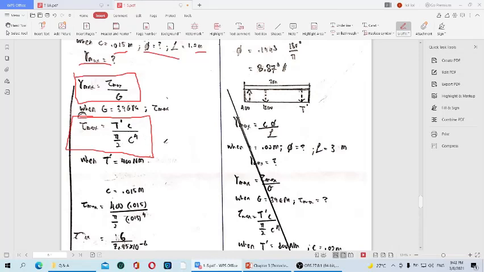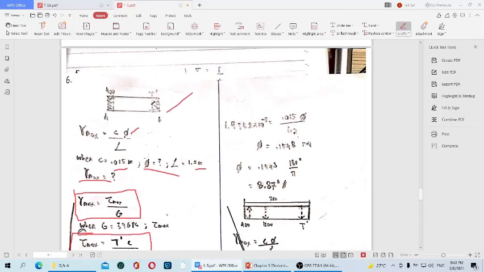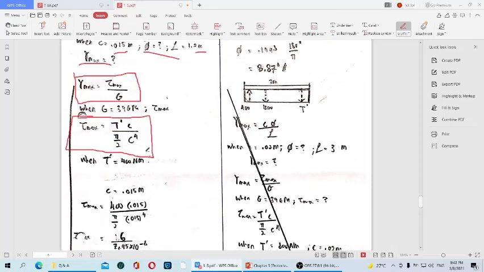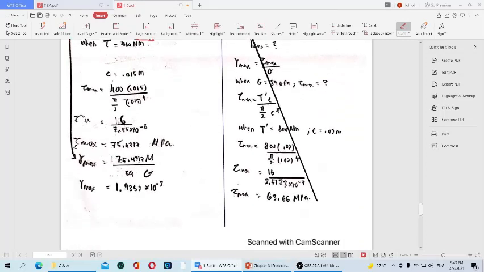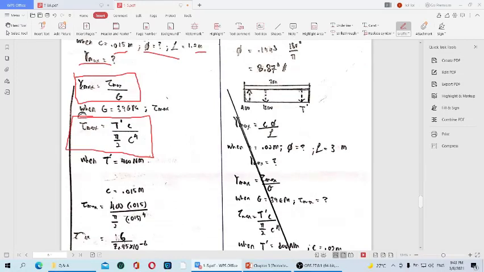And for the polar moment of inertia, in our case, it is a solid cylinder. The formula is pi over 2 c to the power 4. So T prime in here will be 400 Newton meter. The value of c will be 0.015 meter with respect to the radius of the shaft. And this value of c in the denominator shares the same magnitude as the one above, so 0.015 to the power of 4. Thus you will get tau maximum equal to 75.4717 megapascal.